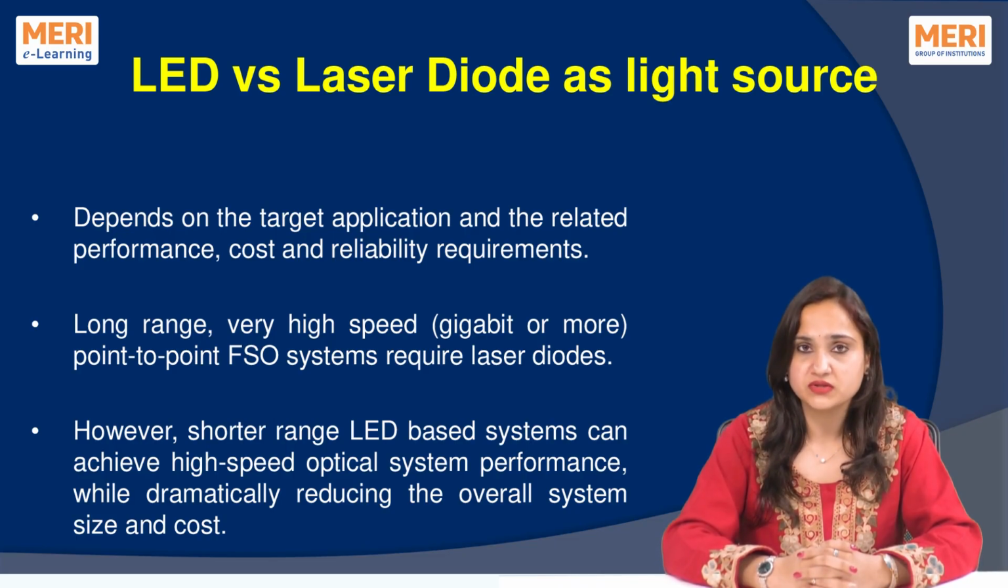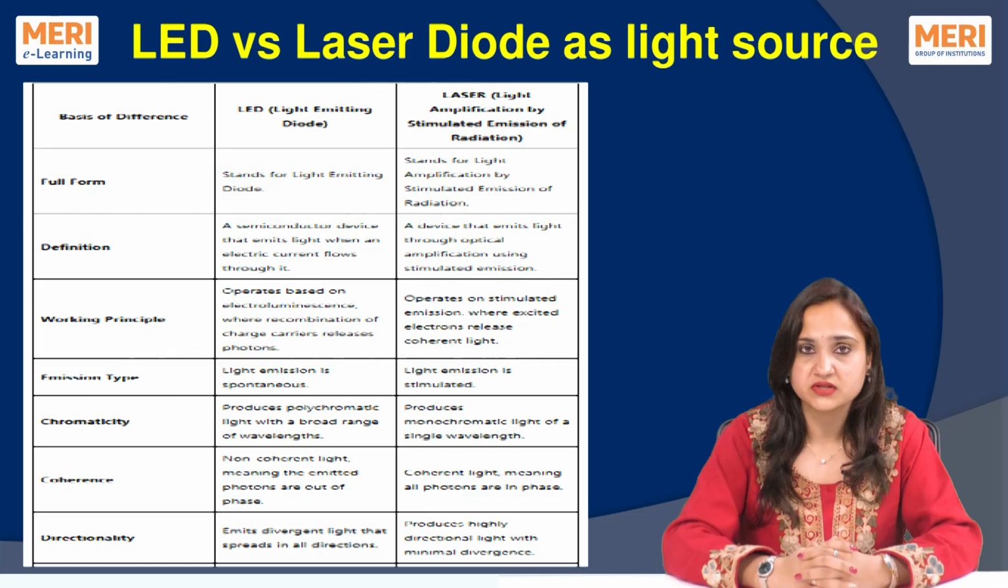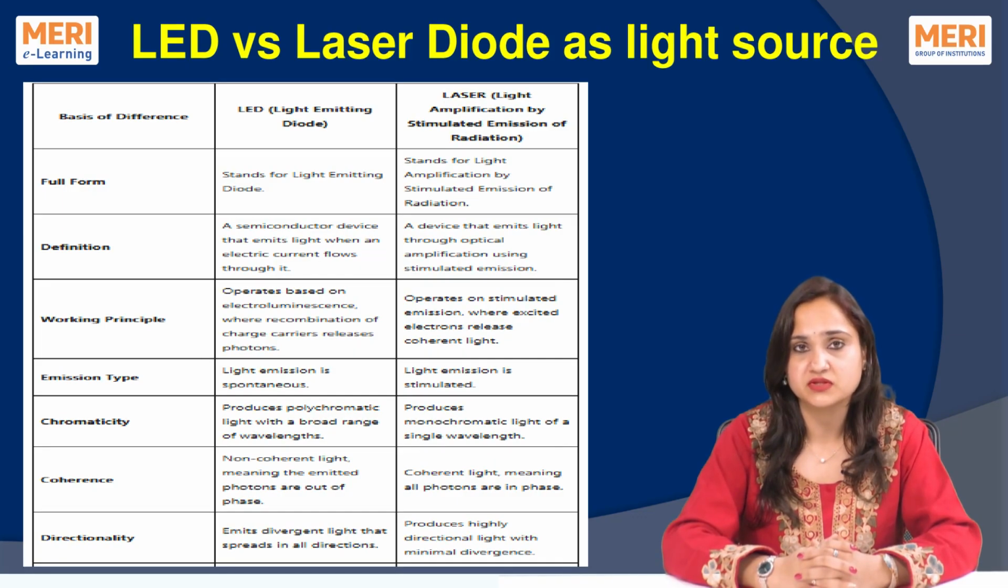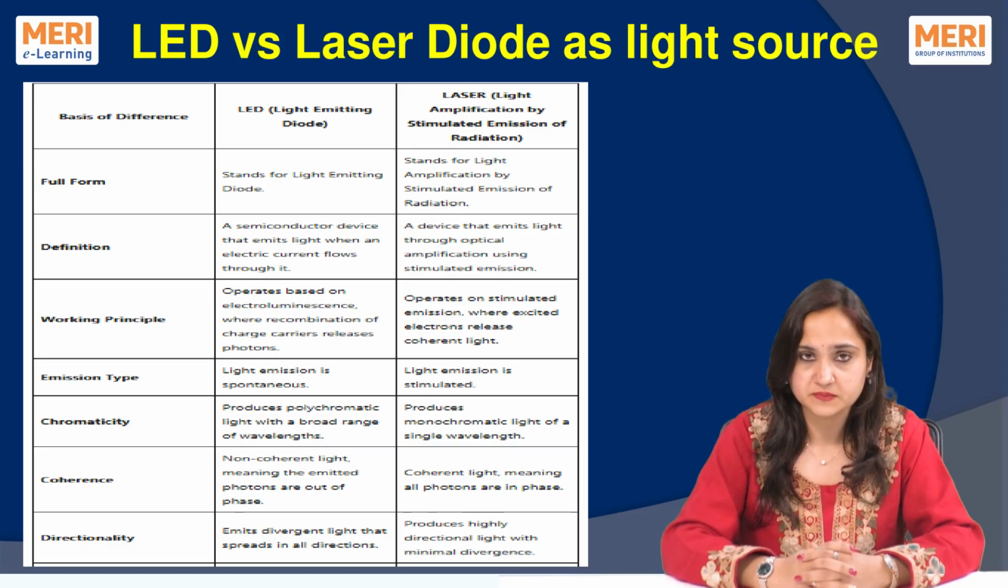For long-range gigabit speed point-to-point FSO systems, laser diodes are essential due to their high intensity and narrow beam divergence. For short-range systems where cost and simplicity are more important, LED-based systems can provide satisfactory performance while reducing system size and overall cost. Thus, the choice of optical source must align with the communication requirements.